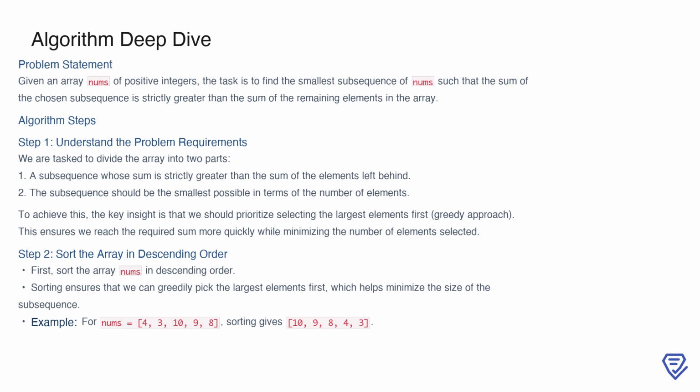A greedy approach works well here, where we prioritize taking the largest elements first. This is because larger elements contribute more to the subsequence sum and help us meet the condition faster. To make this approach efficient, the first step is to sort the array in descending order. For example, if the input array is 4, 3, 10, 9, 8, sorting it gives 10, 9, 8, 4, 3. This ordering simplifies the process of selecting the largest elements one by one, which minimizes the size of the subsequence while ensuring the condition is met.